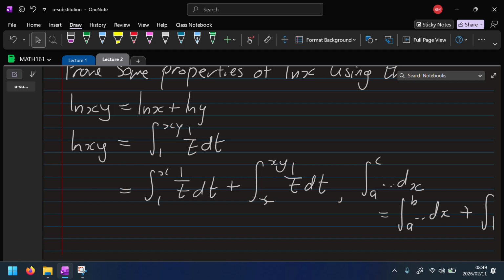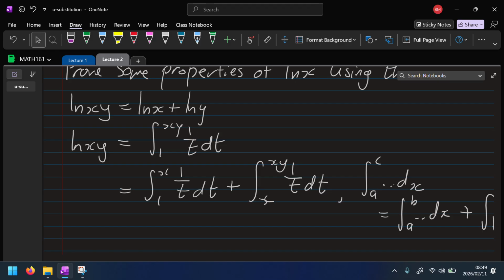The integral from 1 to x of 1 over t dt, that's already the natural log of x. That's all sorted. Now the second one is not quite. We have x at the bottom. We want that to be a 1. We have xy at the top. We want that to be y. Good. So there's that factor of x that's annoying us there.